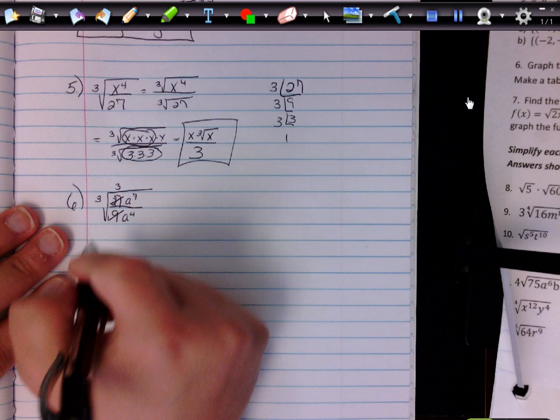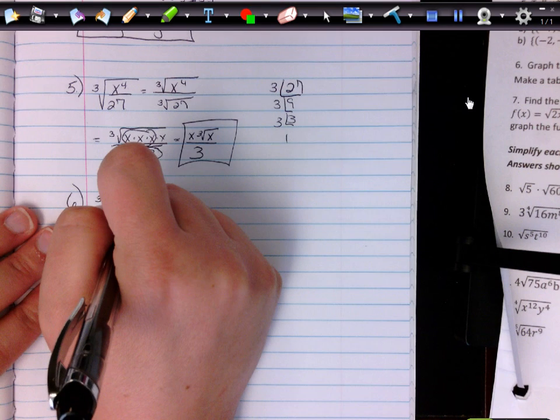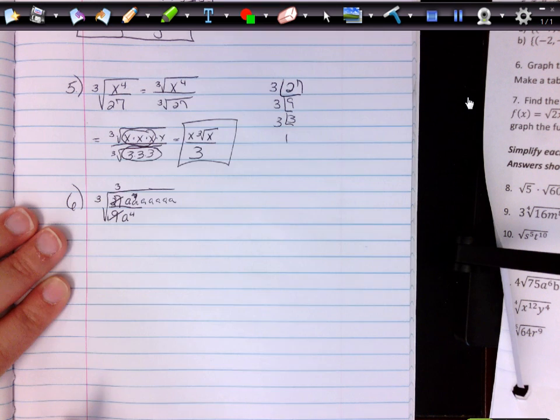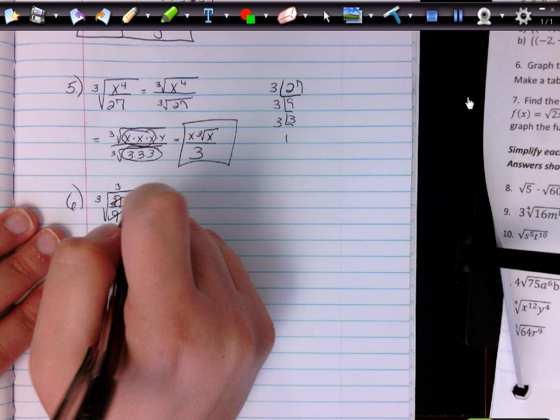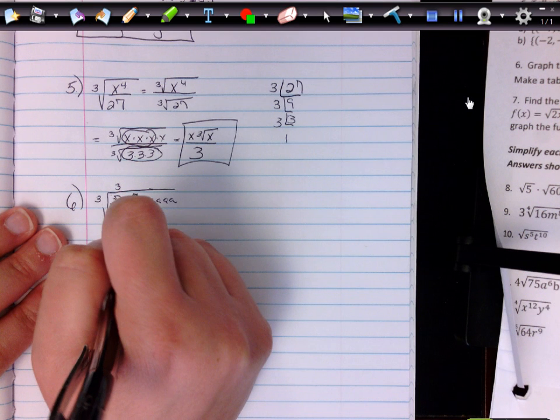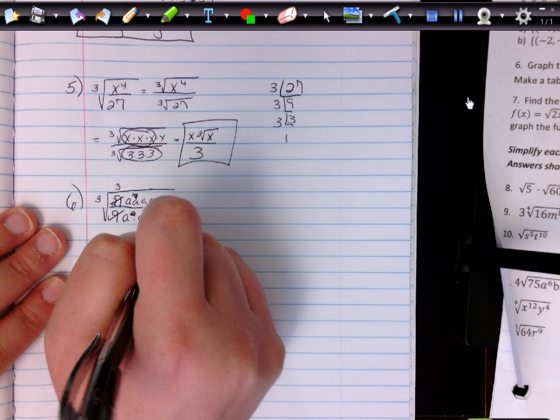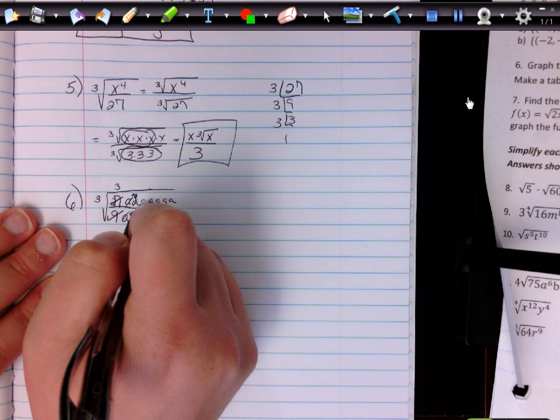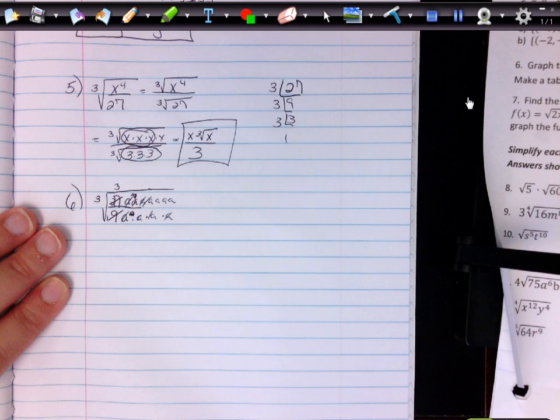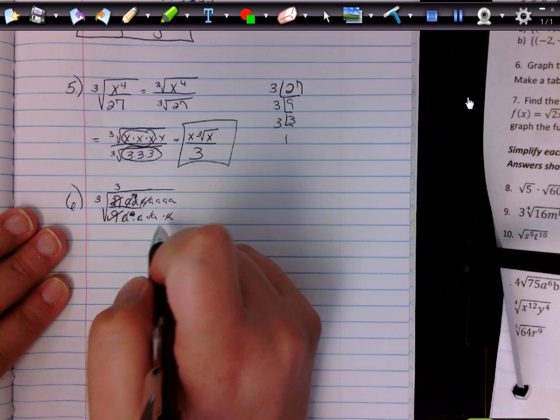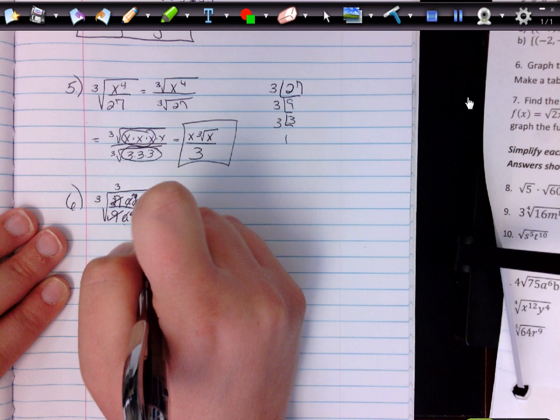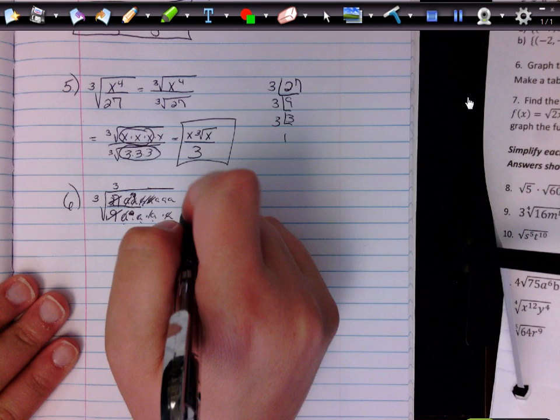Also, instead of a to the 7th, I can write out my 7 a's. 1, 2, 3, 4, 5, 6, 7. And instead of a to the 4th, I can write out my 4 a's. 1, 2, 3, 4. That way I can look and cancel. These 2 can cancel, these 2 can cancel, these 2 can cancel, these 2 can cancel. So 1, 2, 3, 4 on the bottom cancels with 1, 2, 3, 4 on the top. So now I'm going to clean this up and see what I've got left.